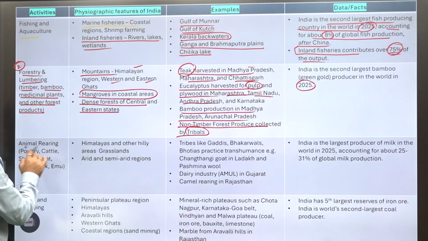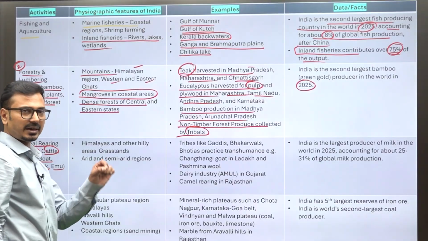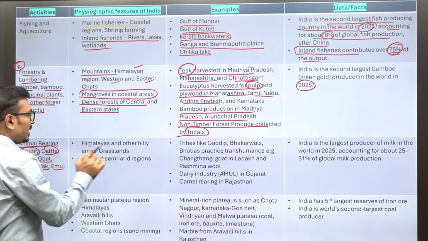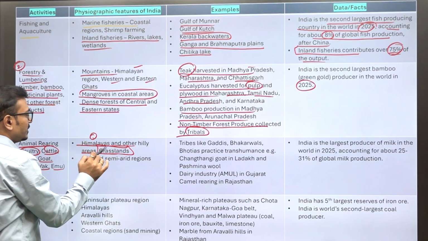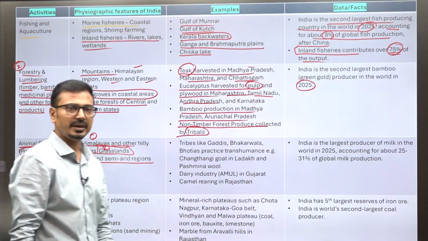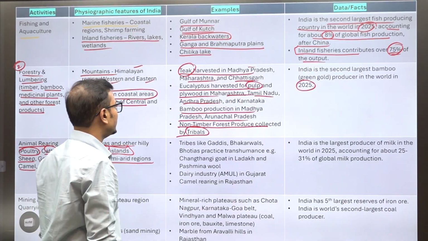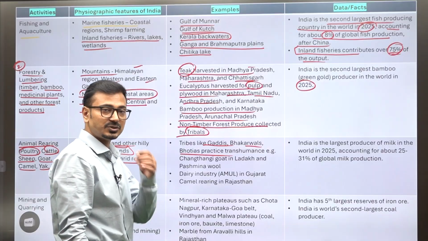Then animal rearing includes poultry, cattle, dairy, sheep, goat, camel, yak, emu. So you can mention at least names here. Himalayas and other hilly areas, grasslands. First is this one, second grasslands, and third arid and semi-arid regions. They are also part of grasslands, we can say. Tribes like Gaddis, Bakarwals, Bhotias practice transhumance.